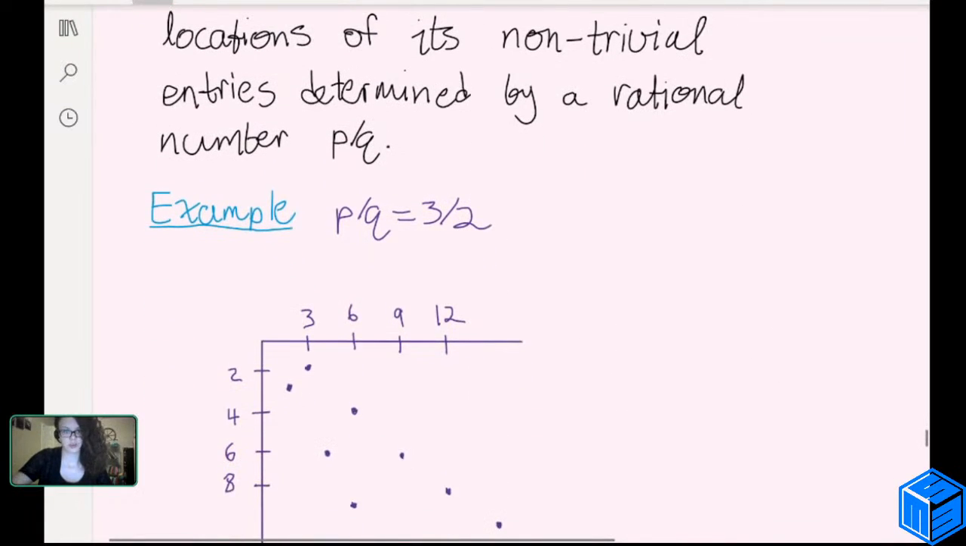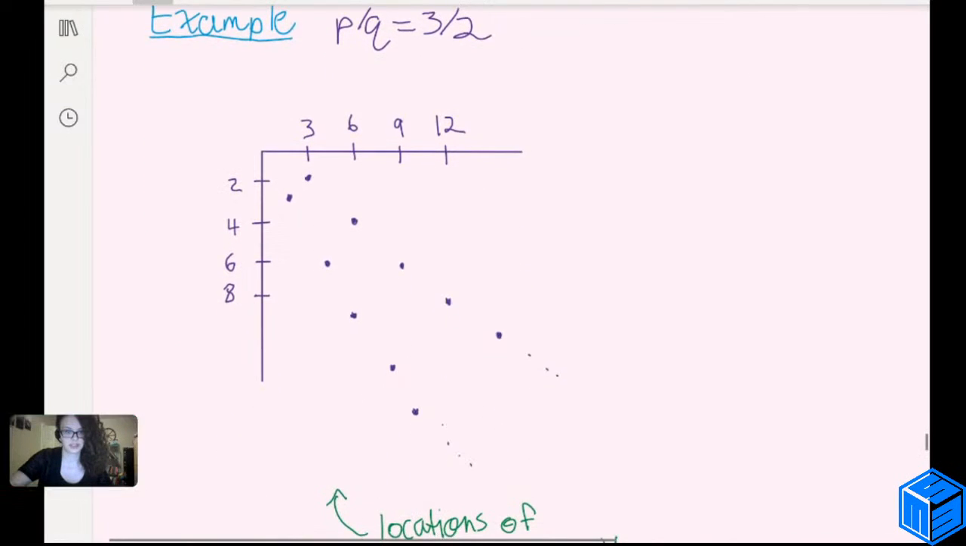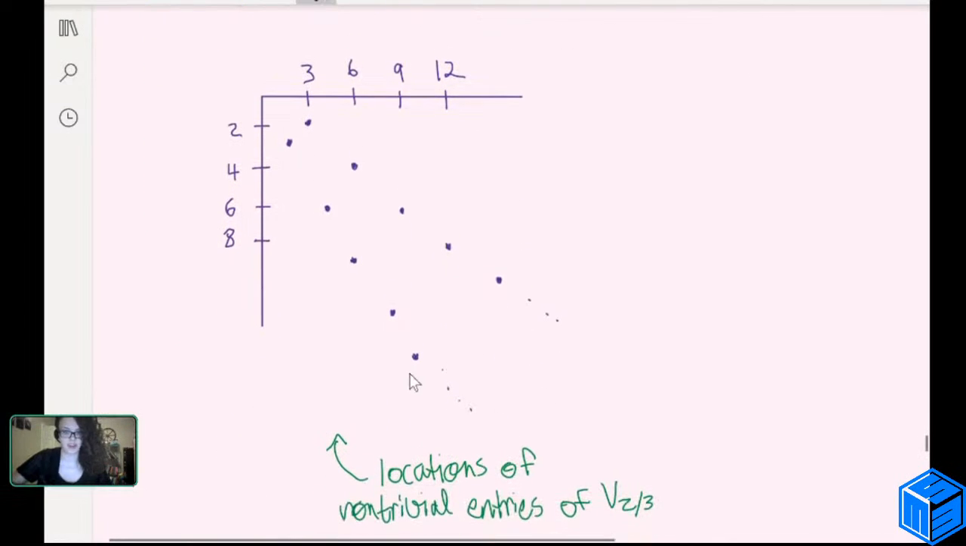So if P over Q is 3/2, for example, then we have a V operator, V2 over 3. And this little picture here shows us the locations of its non-trivial entries. And again, non-trivial means non-zero. And so you can see that we have what looks like two lines with a slope of 2/3 and a slope of 3/2. Or, well, I guess negative if you're comparing it to lines, but that's a V operator in a nutshell.